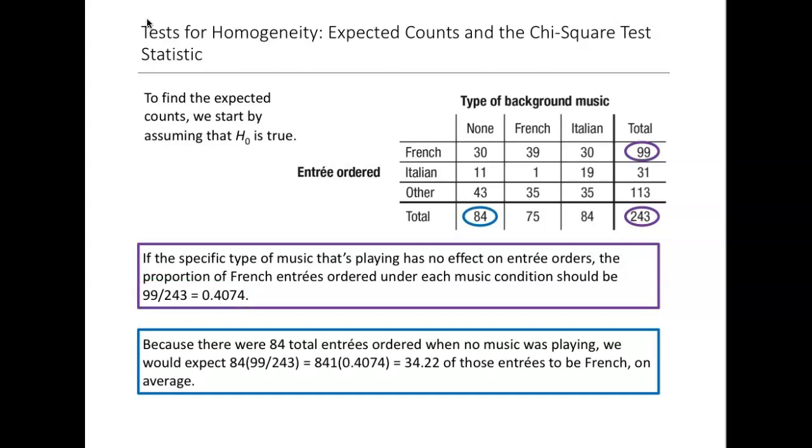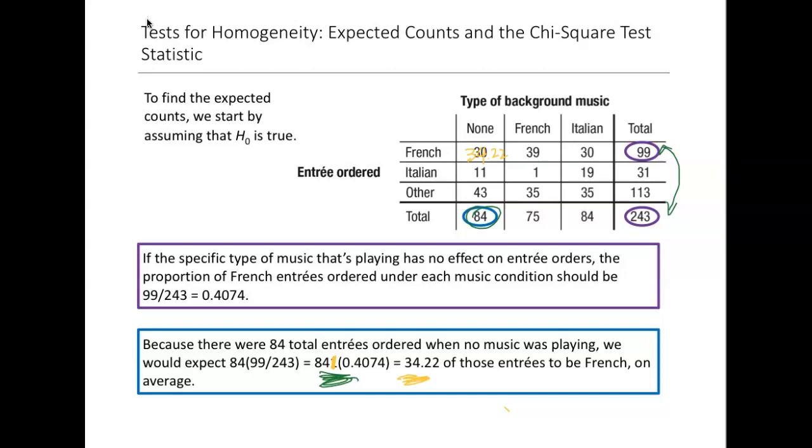Well, when we compare that to the 84 entrees ordered when no music was playing, what we would expect is, again, 41% of them to order French. Well, 41% of the total in the table, of 84. I don't know why that 1 is there, that is a typo. That should just be 84 times 0.4, which is 34.22. So we would expect 34.22 to order French when no music is playing.